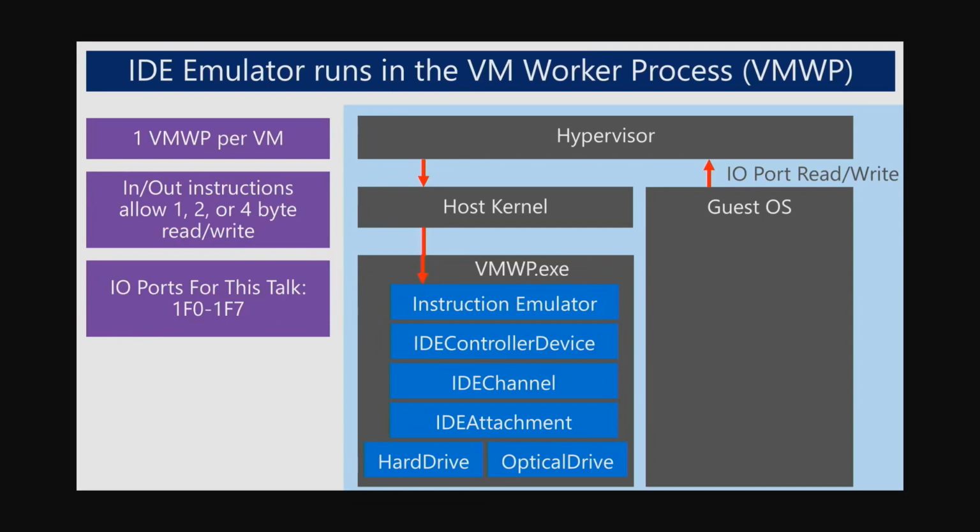And this consists of a couple components. There is the IDE controller device. There are 2 IDE channels that are attached to that controller device, and each channel has 2 attachments attached to it. And those attachments can either be hard drives or optical drives. For the purposes of this talk, I'm going to be using hard drives. And also for the purposes of this talk, the only IO ports that actually matter are 1F0 through 1F7. The emulated storage component does emulate a number of other IO ports, but they don't matter for this vulnerability.